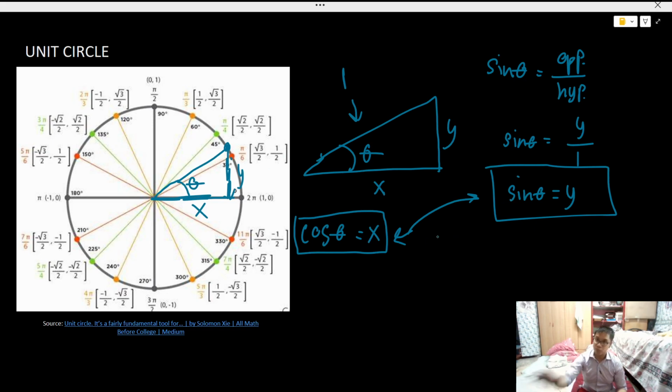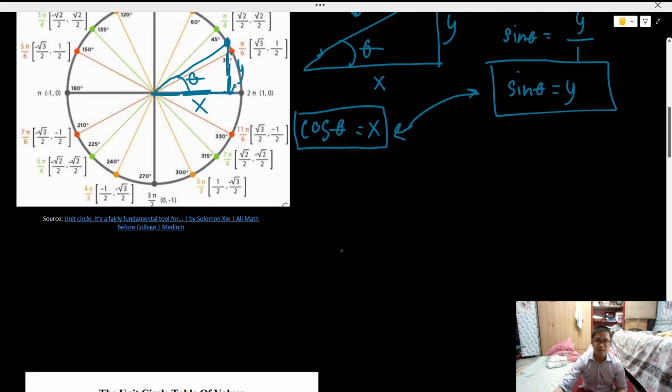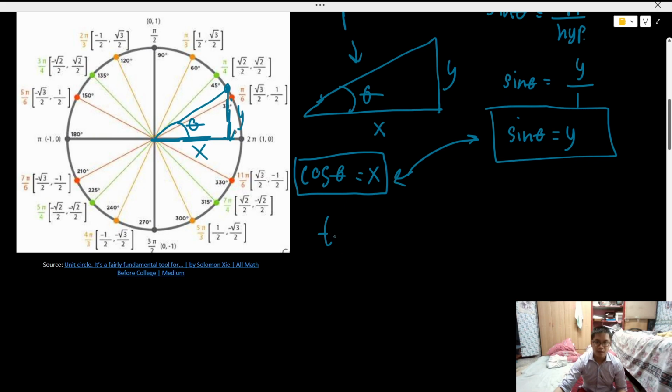Again, we are in the unit circle, not in the other circle. Now, how about for the tangent theta? We know that tangent theta is what?